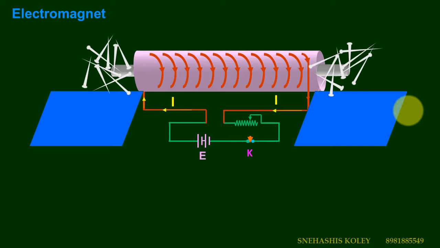We have discussed in our previous slide that the magnetic field strength of a solenoid depends on the same three factors. By increasing the strength of the magnetic field of a solenoid, we can increase the strength of the electromagnet. That is, by increasing the current, the strength of the electromagnet will be increased. By increasing the number of turns, the strength of the electromagnet can be increased. And by choosing a suitable material for the core of the electromagnet, we can increase the strength of the electromagnet.